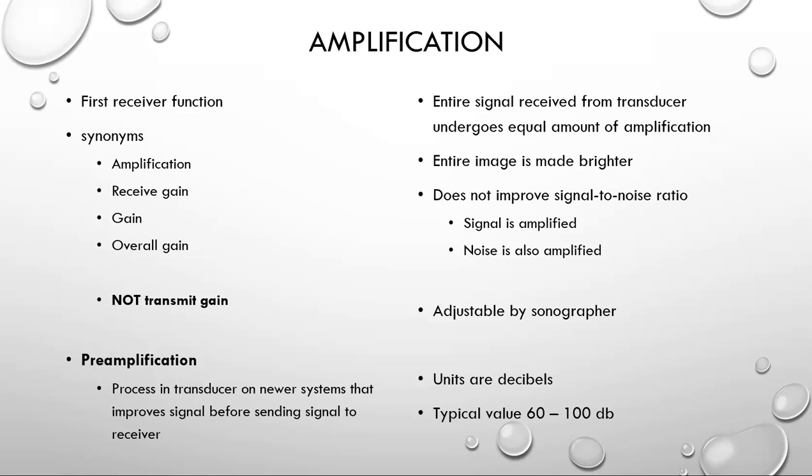The first receiver function, amplification, is also known as receive gain, and overall gain. It is not transmit gain. We've already talked about transmit gain and output gain are functions of the pulsar transmitter. Most systems today have some preamplification that occurs in the transducer before the signal gets sent to the receiver. When we're discussing overall gain, or amplification, the entire signal received from the transducer to the receiver undergoes an equal amount of amplification. In other words, the entire image is made brighter. This does not improve the signal-to-noise ratio, of course, because not only is the signal amplified, but the noise is amplified also. Amplification is adjustable by the sonographer. Its units are decibels, and typical values are between 60 and 100 decibels.